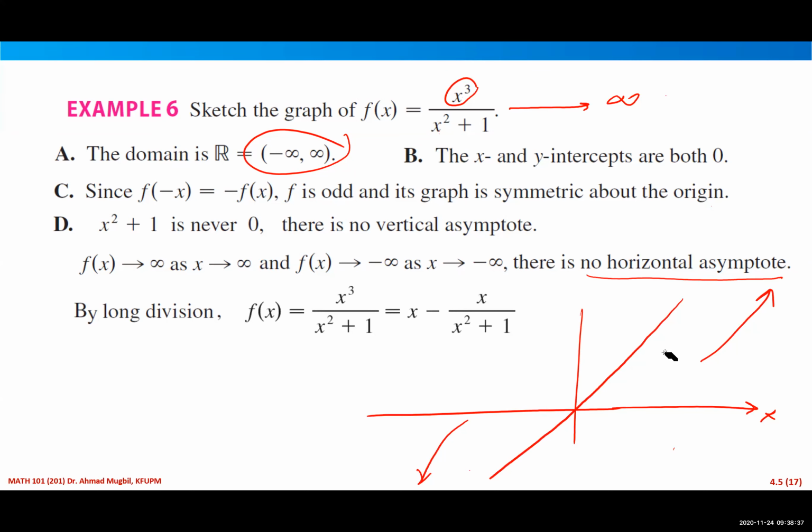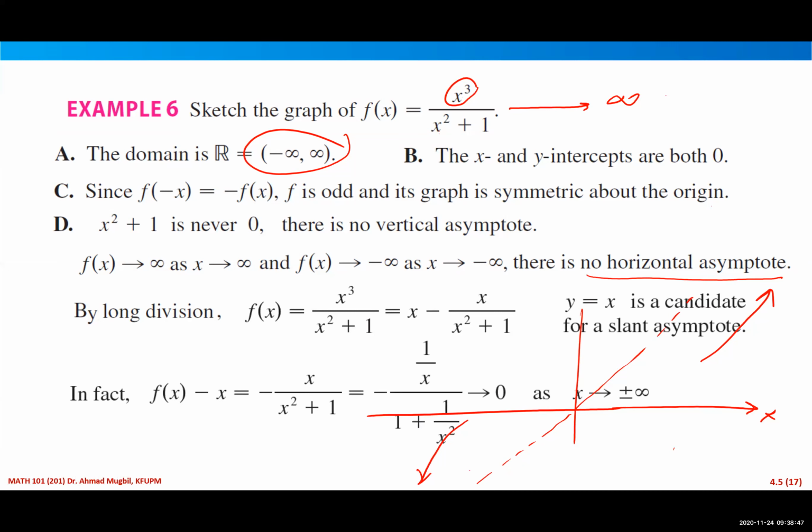When we sketch slant asymptotes, we will draw them like dotted lines like this. So this means that they will approach each other when x goes to infinity. We showed that y equals x is a slant asymptote.